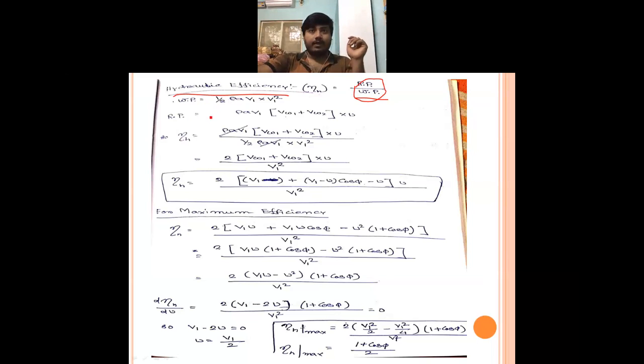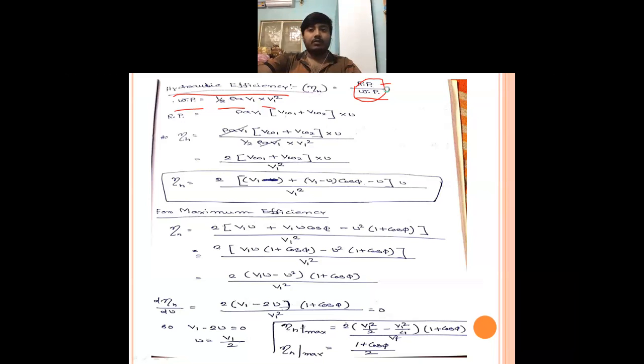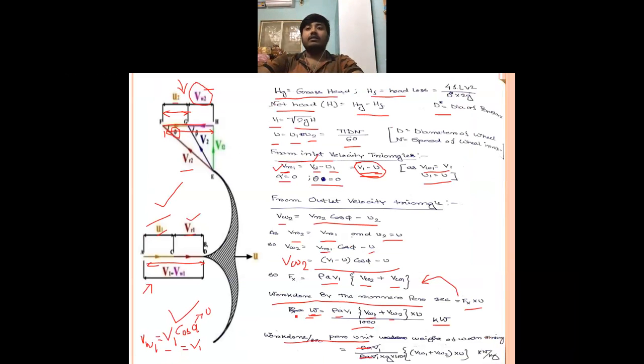So this water power will be half of mv square. Mv square means the kinetic energy. This is the kinetic energy equation. So kinetic energy will be half of rho a v1 multiplied by v1 square. And runner power, what is the runner power? Already we have got in the previous session, this is the runner power.